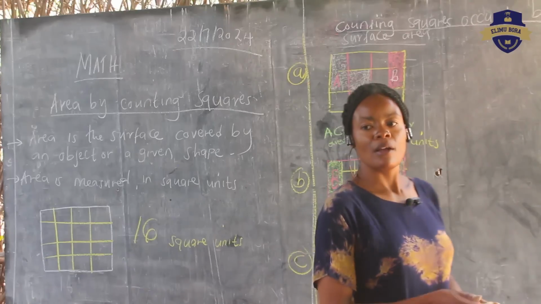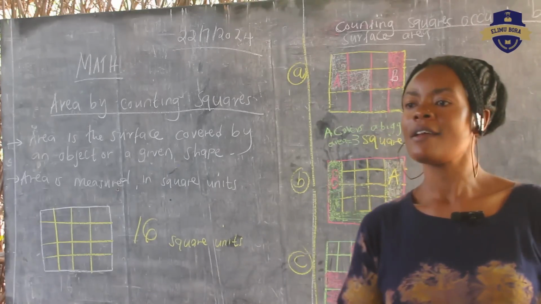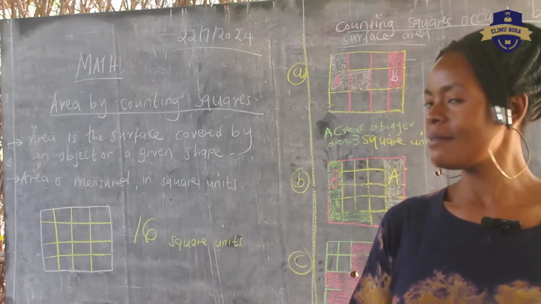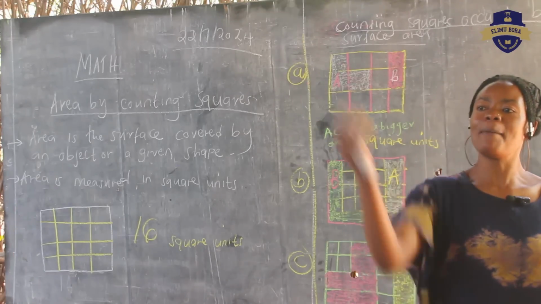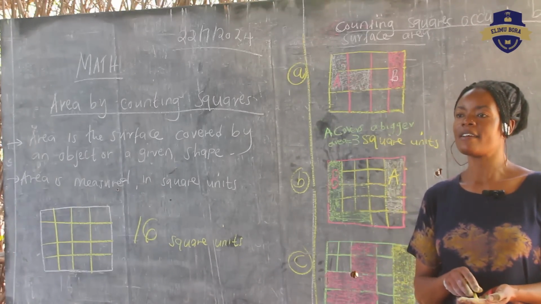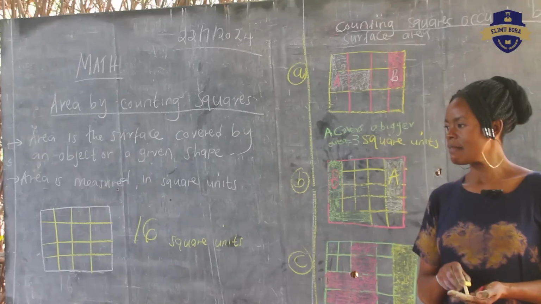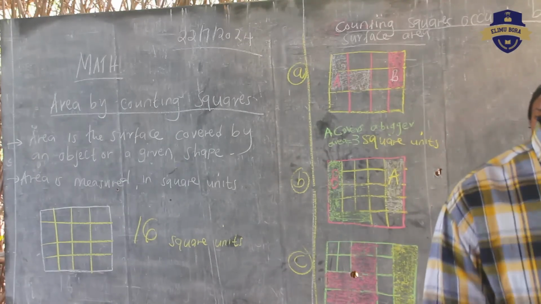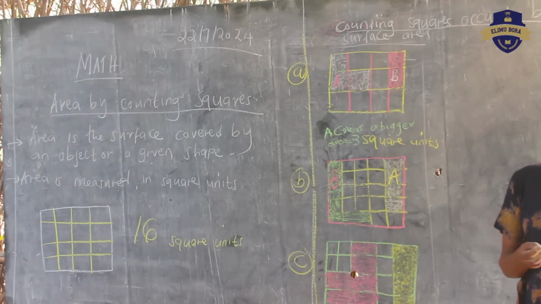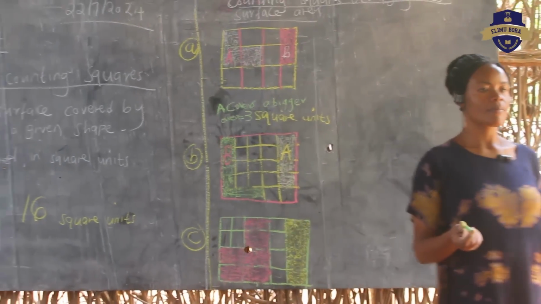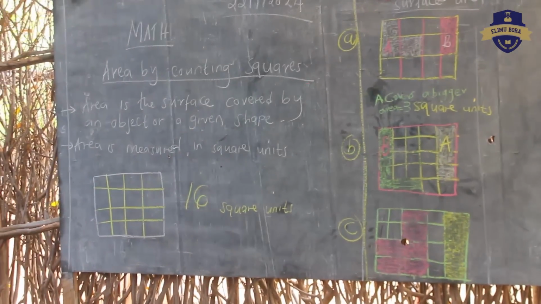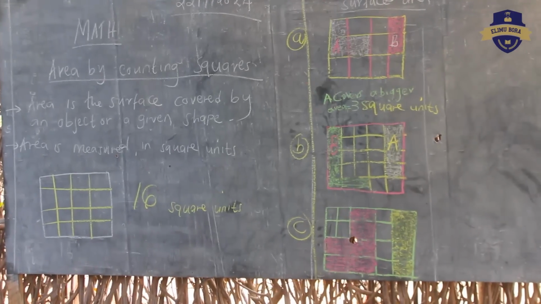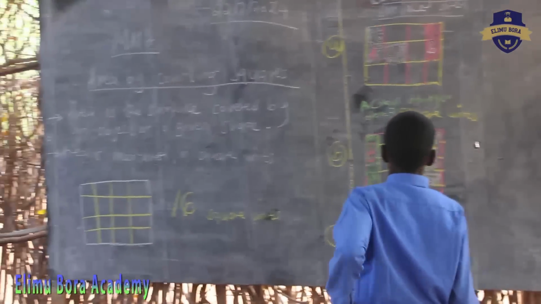Let us look at B. Who is going to do for us B? B, who is going to do for us B? Can you come? Can you hurry? Come. Count for us.